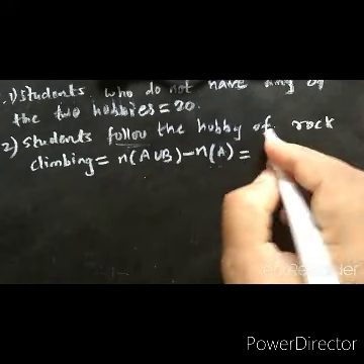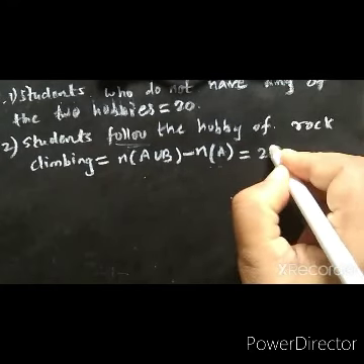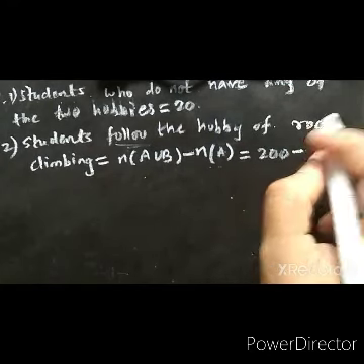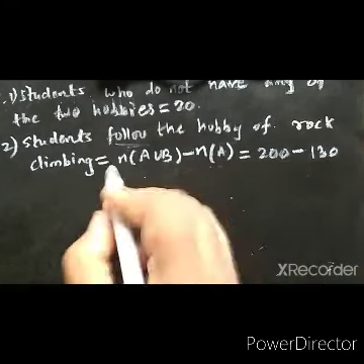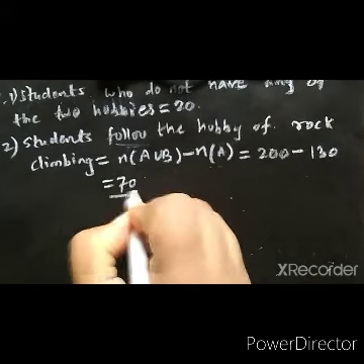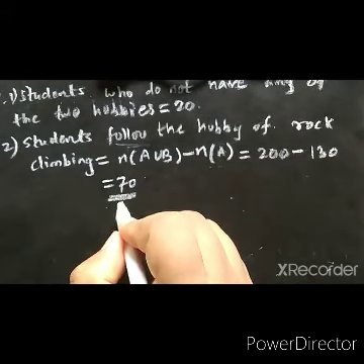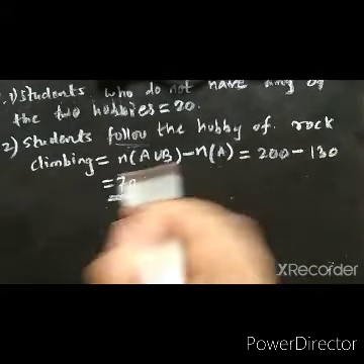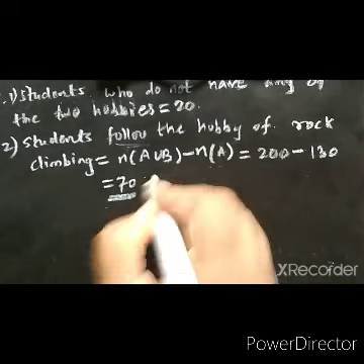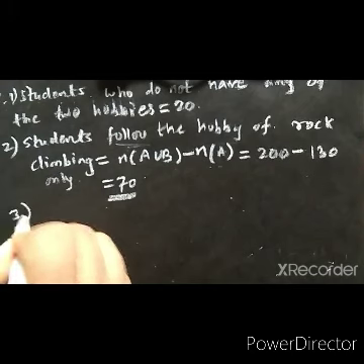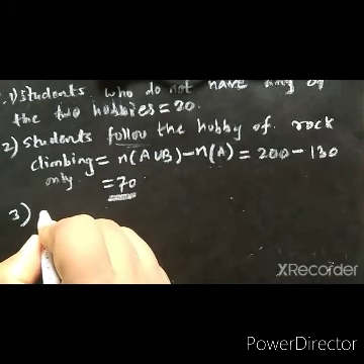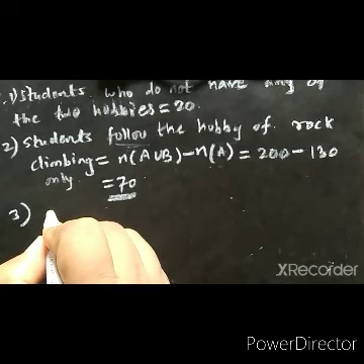So here n of A union B is 200, and n of A is 130, and 200 minus 130 is 70. So there are 70 students who follow the hobby of rock climbing only. Next, number 3: how many students follow the hobby of sky watching only?